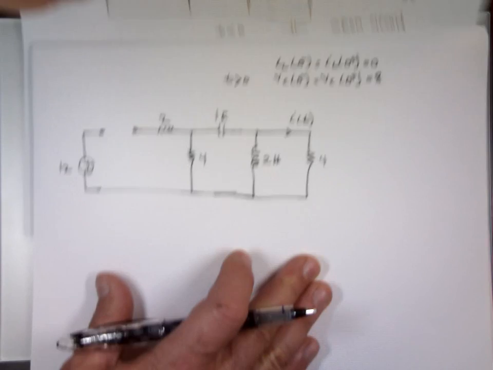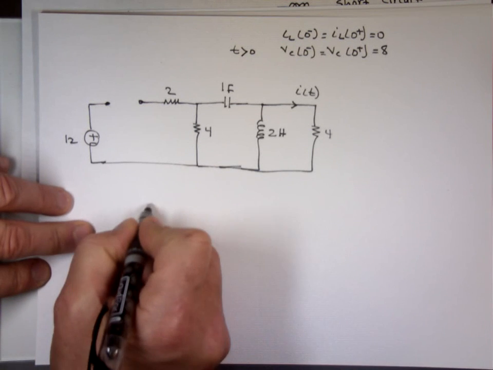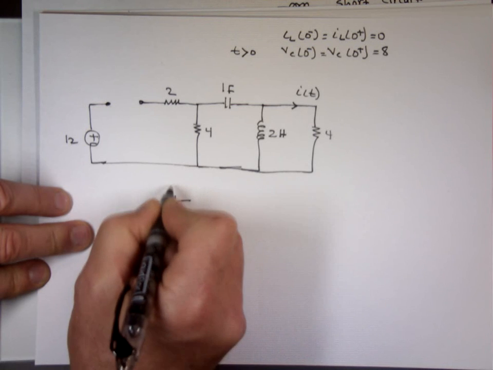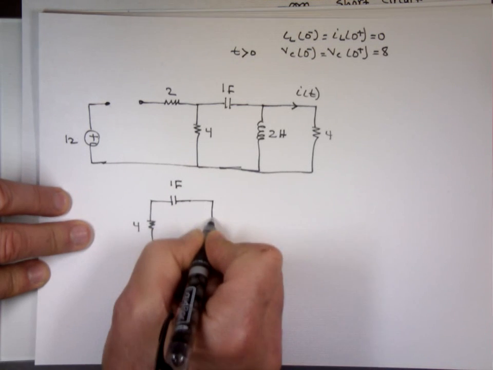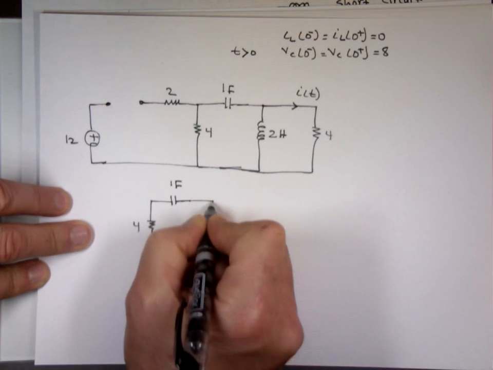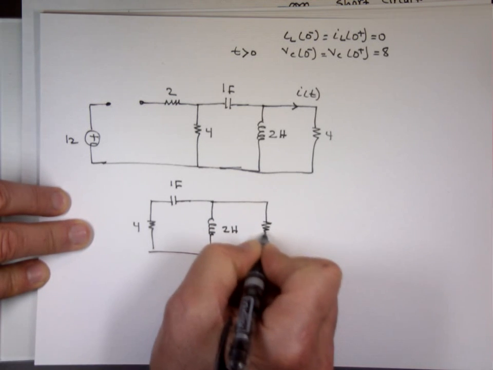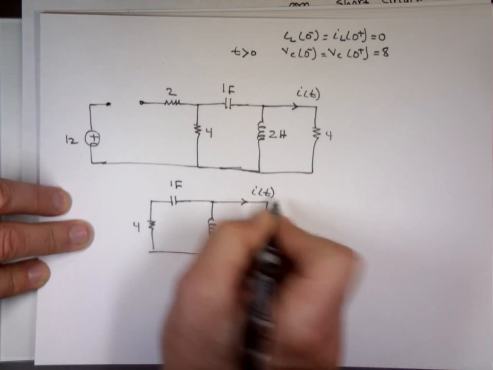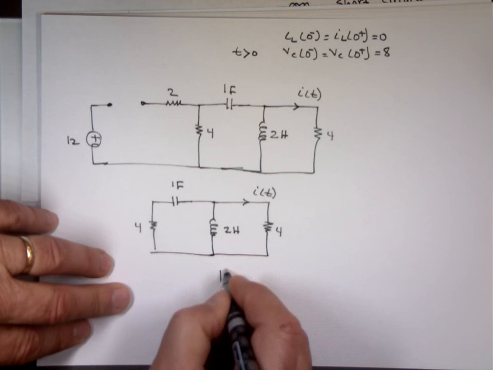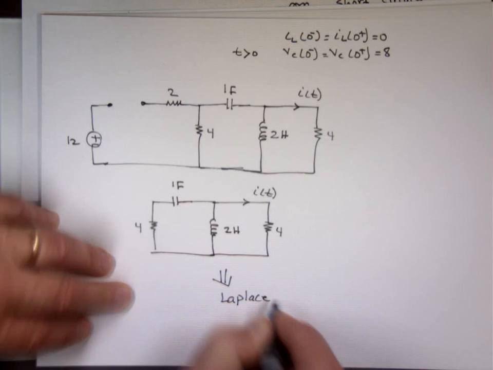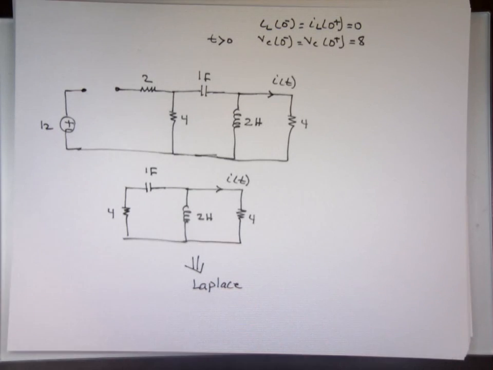So now my circuit will be, I'm taking my time and going slowly through it, 1 farad, 2 Henry, 4 ohms, and I'm looking for I sub t. Now this is my circuit in time domain. Let me change it to Laplace. I'm going to take that and convert it to Laplace.